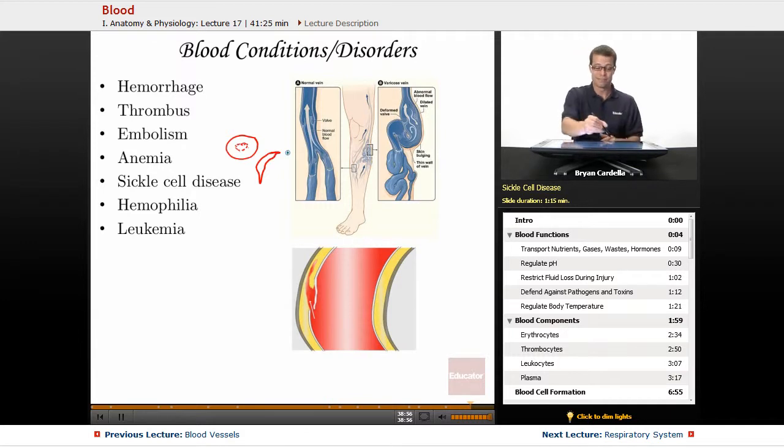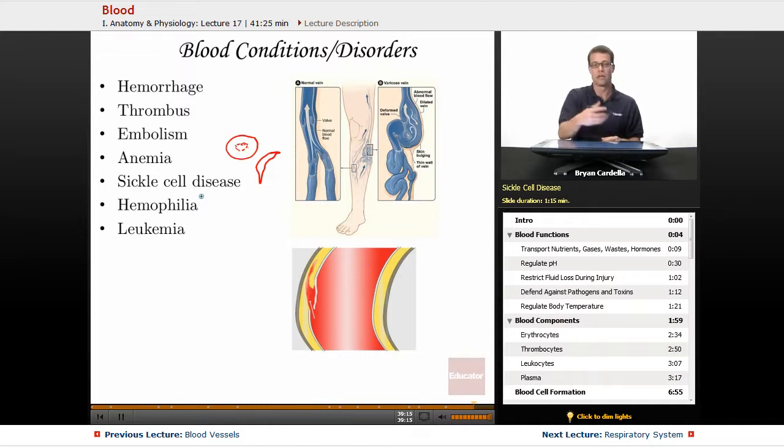That shape means hemoglobin isn't doing as good of a job at binding oxygen effectively, and this shape also causes these red blood cells to get caught in certain parts of the body. And there are long-term negative health effects of having sickle cell disease or sickle cell anemia.